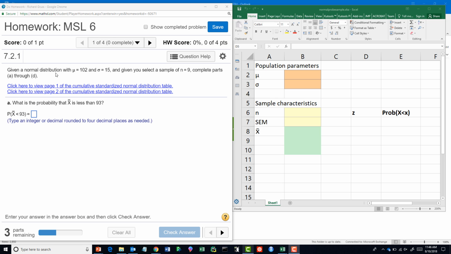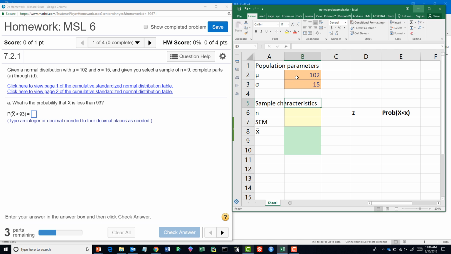So given a normal distribution, and this is number 1 on MSL6, with mean of 102 and standard deviation 15, and given you select a sample of n equals 9, complete parts A through D. Okay, so what I've done here is I've created an Excel sheet to help me keep track of all the information that I'm given. So basically we have these population parameters that we're given here. So these are characteristics of the population. So I'm going to write these over here.